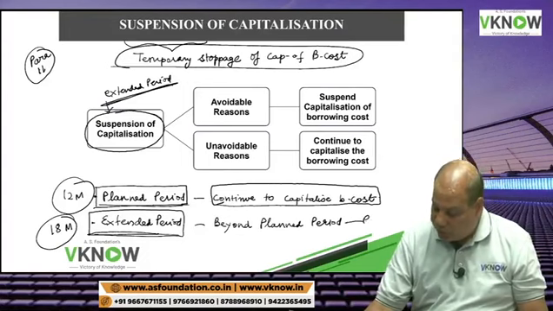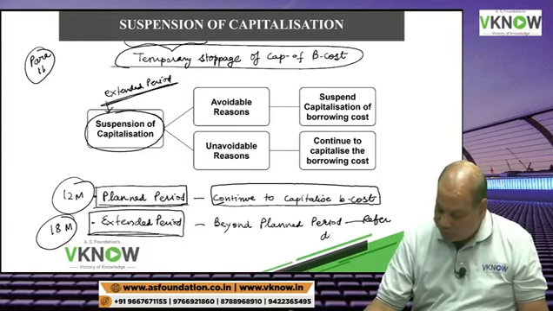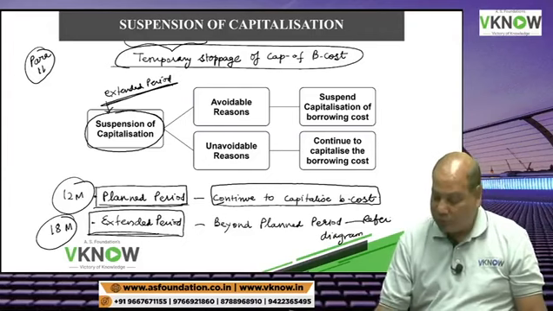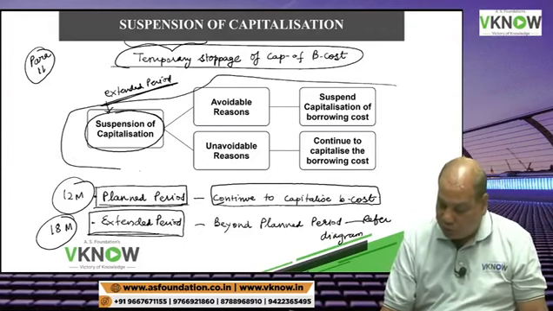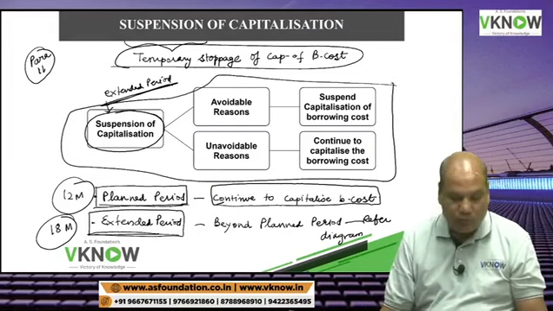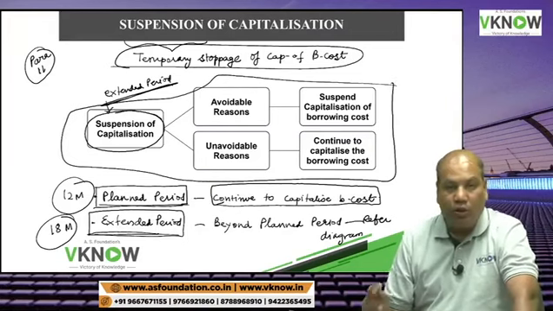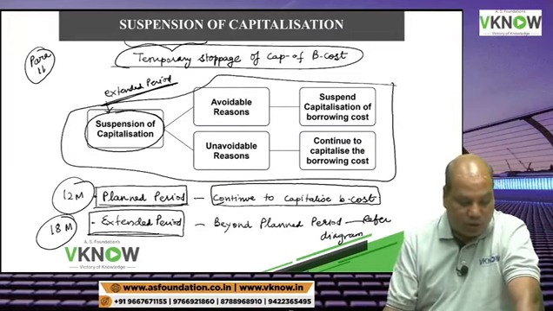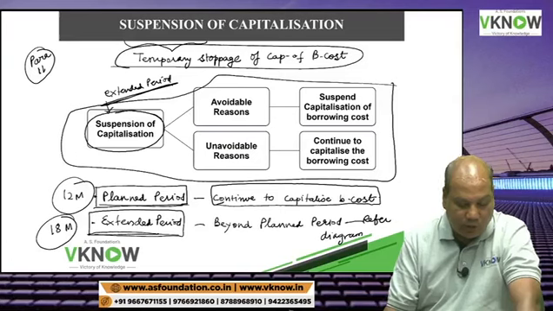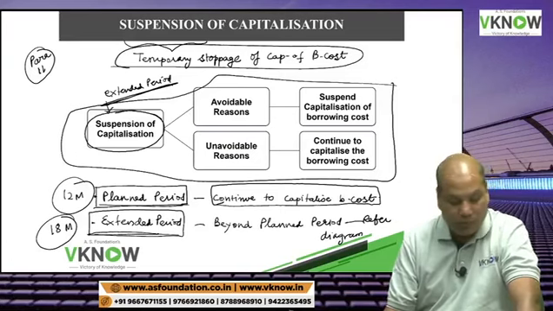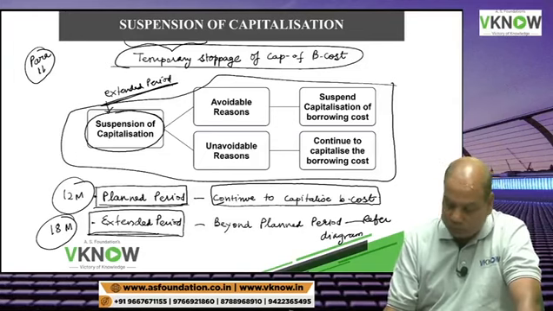So refer to the diagram on the screen. This diagram you can also draw if you want. A good student would have drawn it by now. It is written in your book also: capitalization of borrowing cost should be suspended during extended period in which active development is interrupted, which is avoidable.